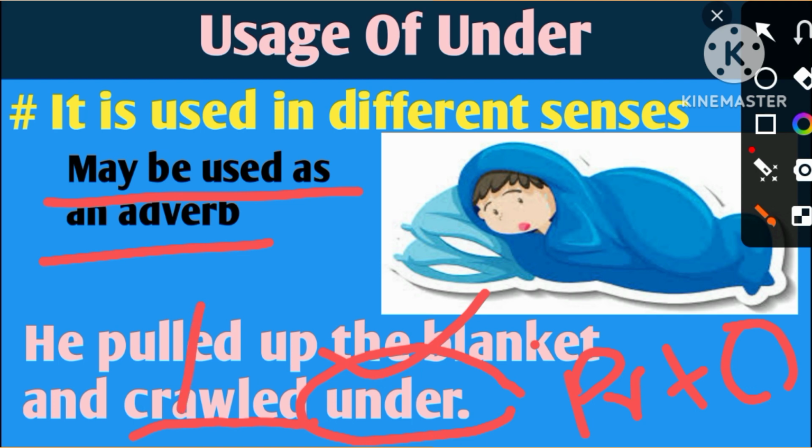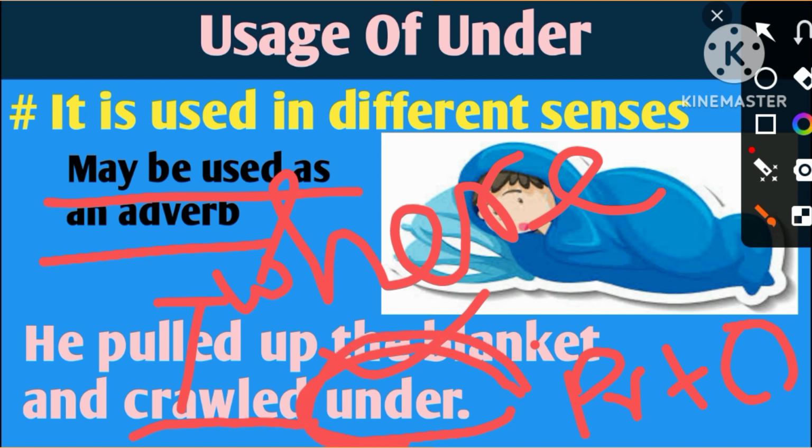If we ask the verb where, you try to find out the answer, obviously you will get this term under. That means he pulled up the blanket and crawled under. It means where did he crawl? That means under this blanket. That means this under is the answer here. It means it's adverb of place. So this term is not a preposition here, this term is adverb.